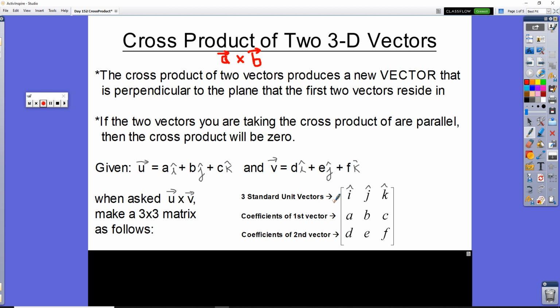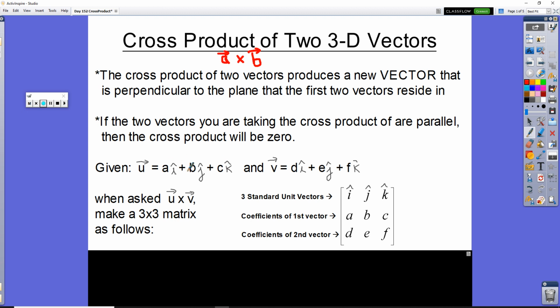In your top row, you're actually going to put the 3 standard unit vectors, the i with a hat, j with a hat, and k with a hat. Even when this problem has numbers for the vectors, the top row for cross product is still just going to be i, j, k. Those are your unit vectors. In the middle row, you're going to put the coefficients. Those are the numbers that come in front of the i, j, and k from your first vector. So namely the a, the b, and the c.